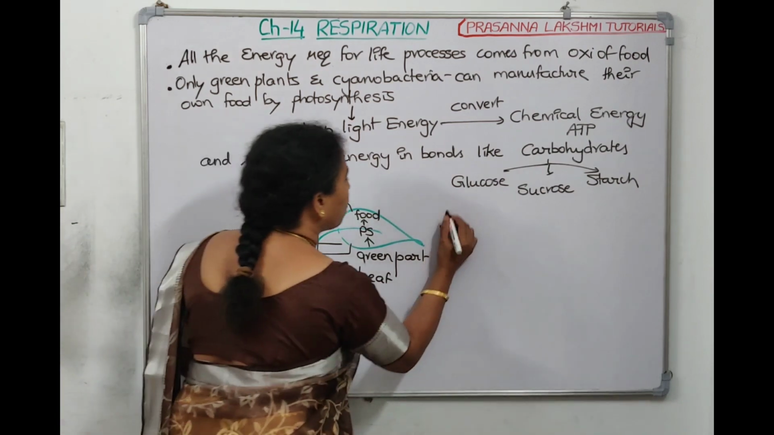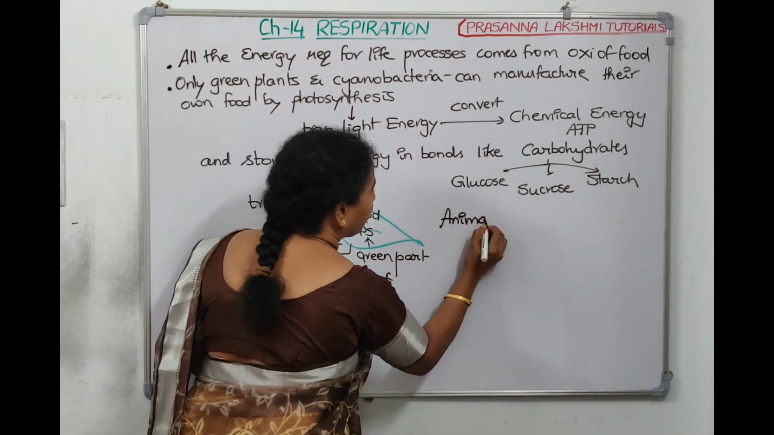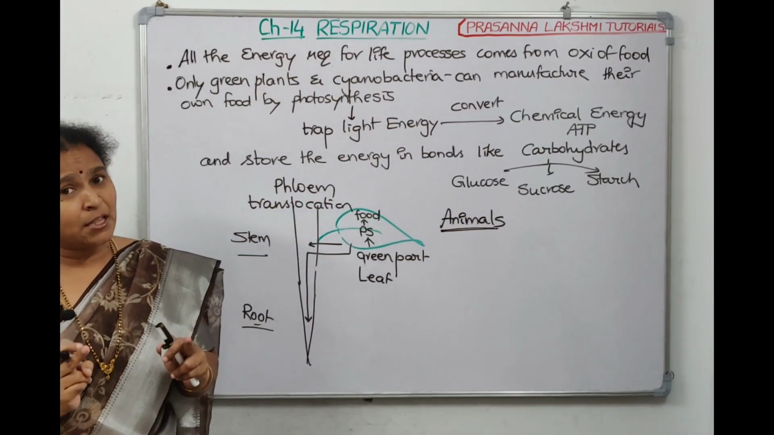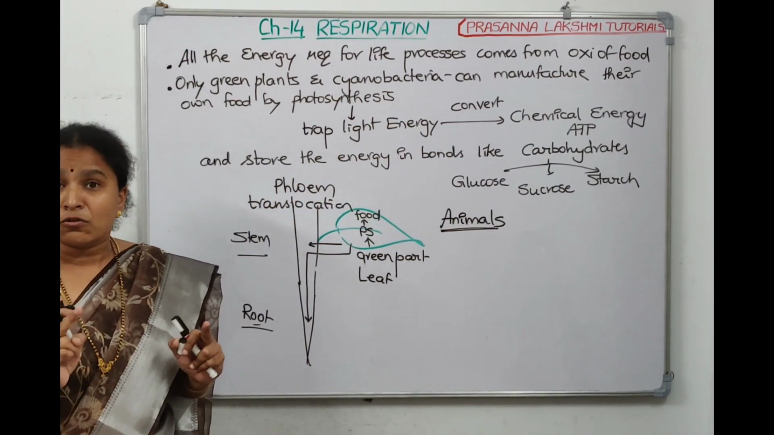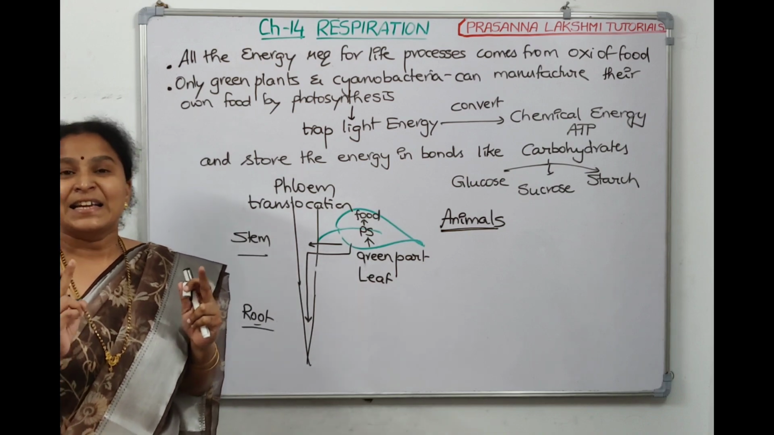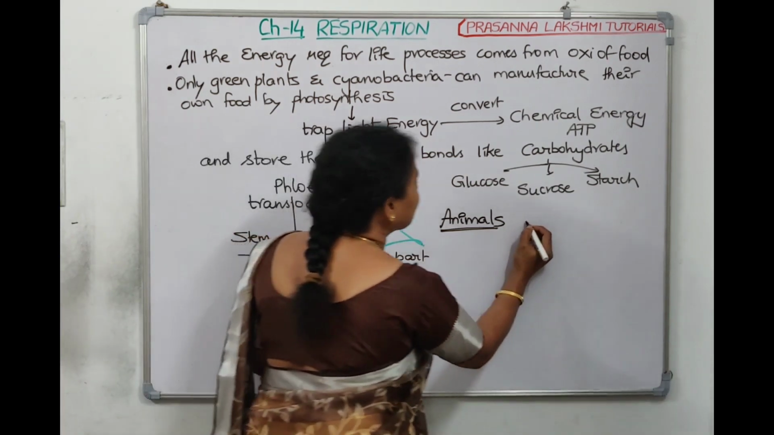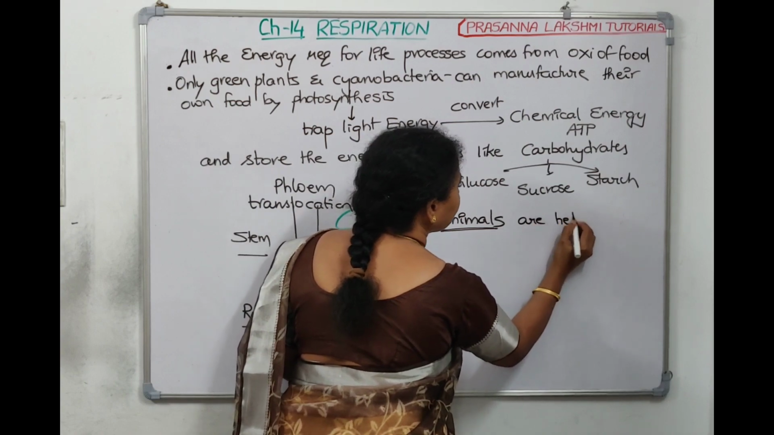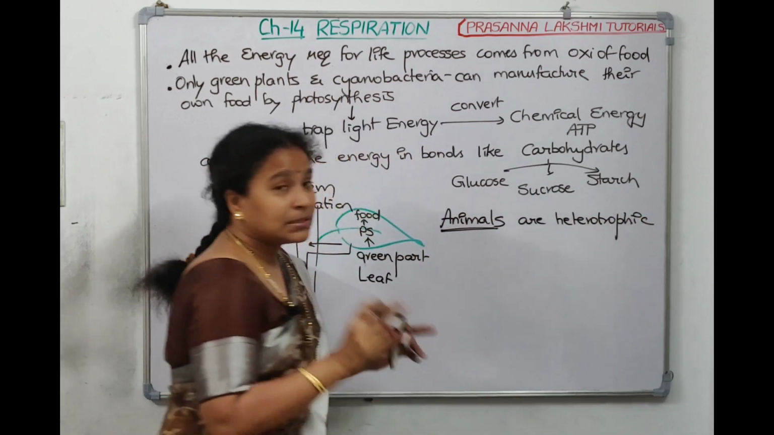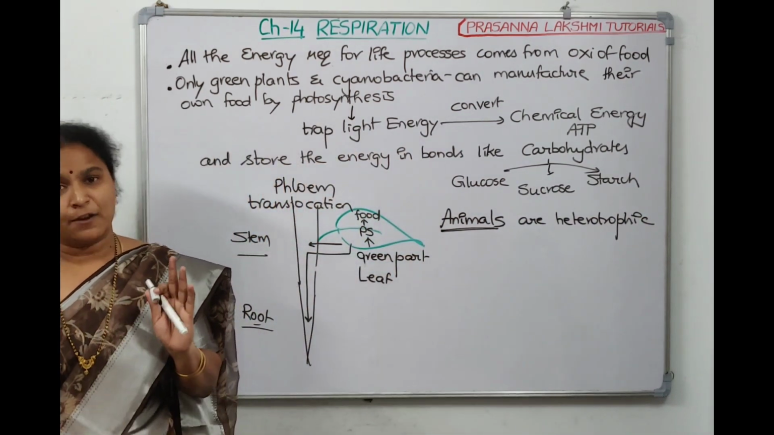So, we understood about plants. Now, the question is, what about animals? Are they autotrophs like plants, which can prepare their food, or are they heterotrophs, meaning they cannot prepare the food? The answer is, animals are heterotrophic. Heterotrophic means they cannot manufacture their food.